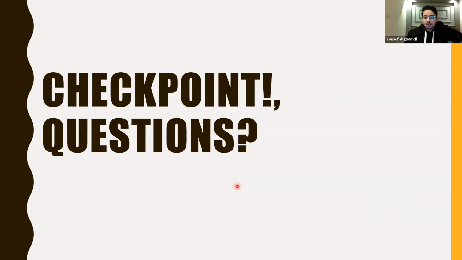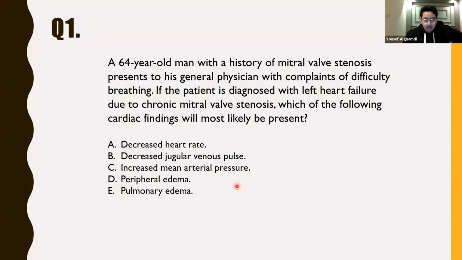Okay. So I have questions for you guys. Would anyone like to read? I'll try this one more time. I can read. Okay, go ahead. The question says a 64-year-old man with a history of mitral valve stenosis presents to his general physician with complaints of difficulty breathing. The patient is diagnosed with left heart failure due to chronic mitral valve stenosis. Which of the following cardiac findings will most likely be present?